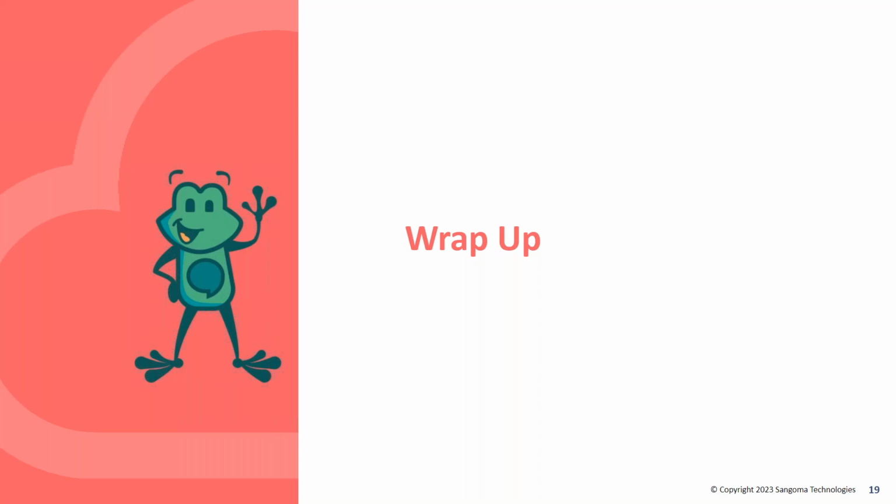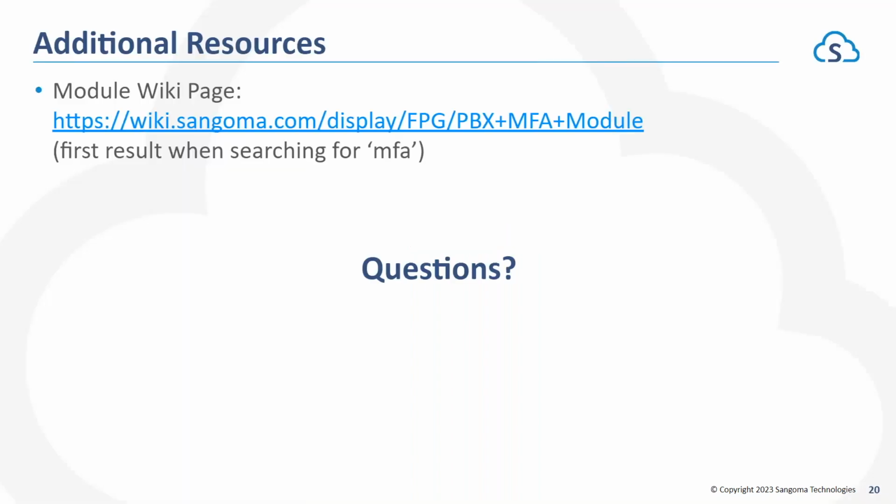And really, that is the wrap up for how this thing works technically. It's pretty straightforward for the features as described. Everything is described in a little more depth in the FreePBX wiki. You can browse to wiki.sangoma.com and search for MFA. It will be the first result that comes up, or you can use this long URL as shown here.